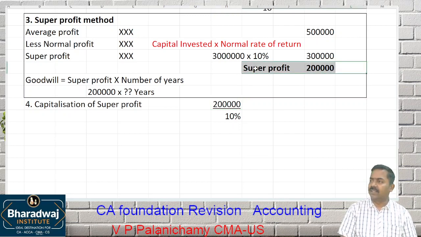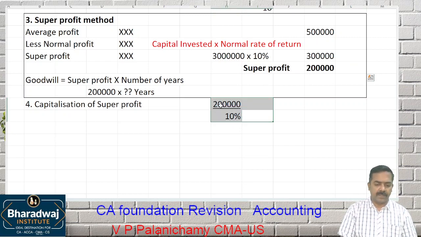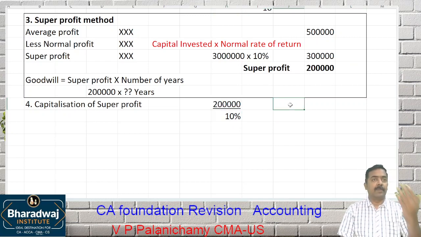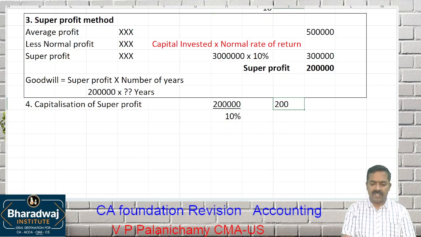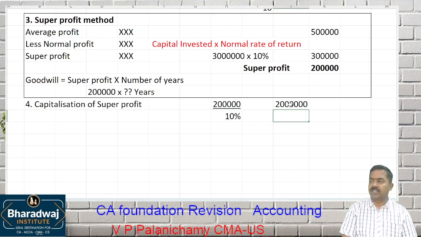எவ்வளோ எக்ஸ்ட்ரா earn பண்ணியிருக்காங்க? 2 lakhs. அது எவ்வளோ நார்மல் ரேட் ஆஃப் ரிட்டர்ன்? 10%னா அப்போ எவ்வளோ கேபிட்டல் இன்வெஸ்ட் பண்ணியிருக்கணும்? 20 lakhs extra இன்வெஸ்ட் பண்ணியிருக்கணும். Have they invested this 20 lakhs? No. That is called as goodwill.